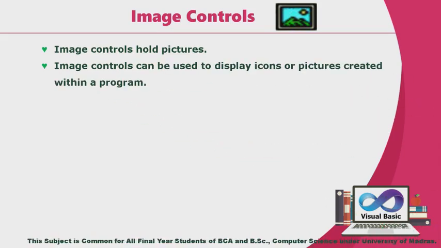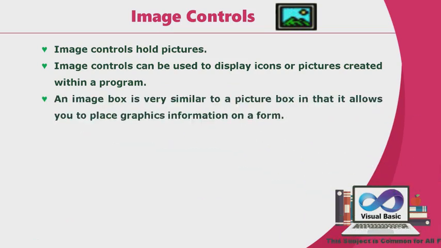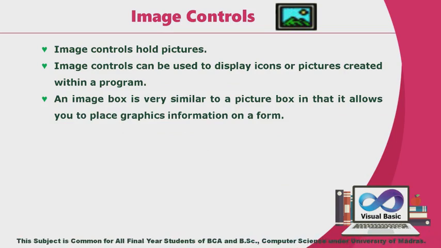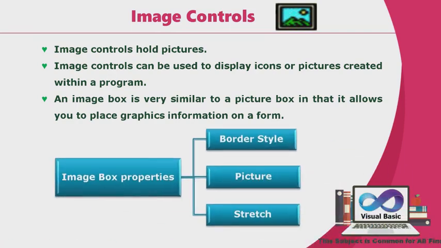Next, image controls. Image controls hold pictures. Image controls can be used to display icons or pictures created within a program. An image box is very similar to a picture box in that it allows you to place graphics information on a form. Image box properties. Border style.